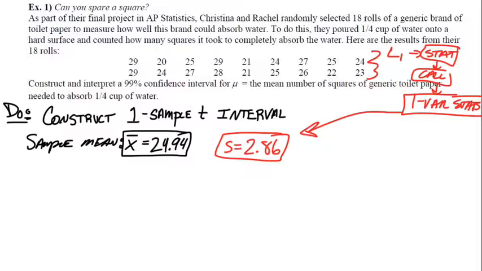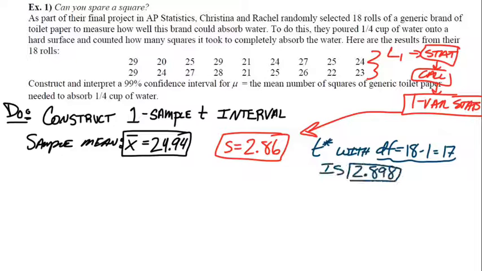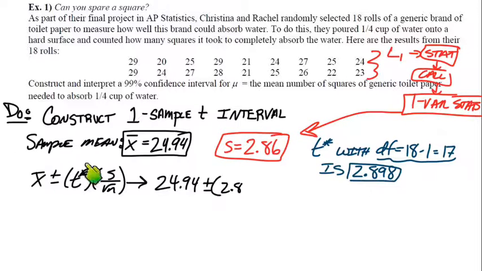Lastly, we can look up the t-score on the chart, or I could say t-star. So t-star for 99% confidence with 17 degrees of freedom would be 2.898. Alright, so now we've got everything we need to go ahead and set up our interval, which is x bar plus or minus t star times s over square root of n. So let's go ahead and substitute those values in there.